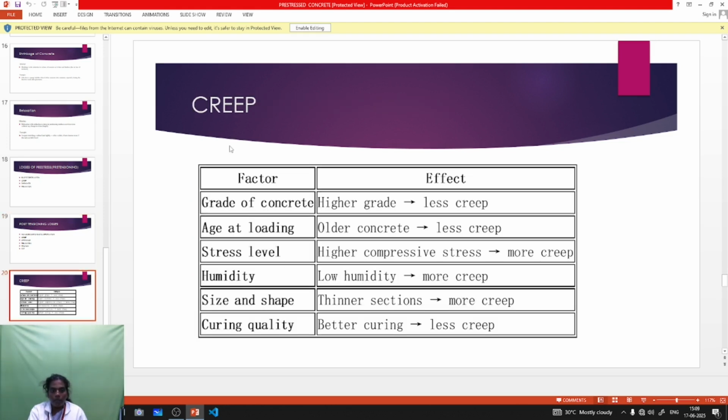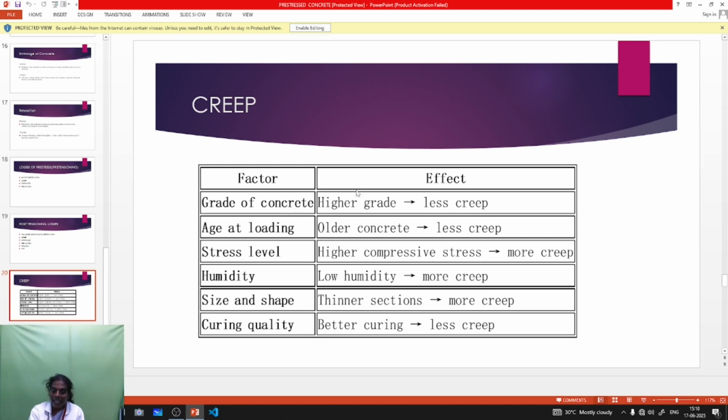Next is creep, the factors and the effects. The factor affecting creep is the grade of concrete. Grade of concrete means M20, M30, M40, etc. Grade means the compressive strength of concrete. In M20, the 20 is the compressive strength. After 28 days, a 150 mm cube mold is tested on the UTM, and the strength, 20 or 30, is taken as the grade of concrete. So this is the compressive strength of concrete.